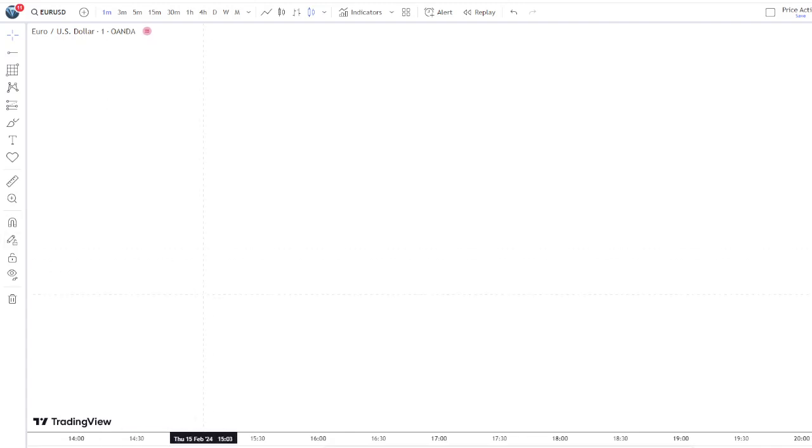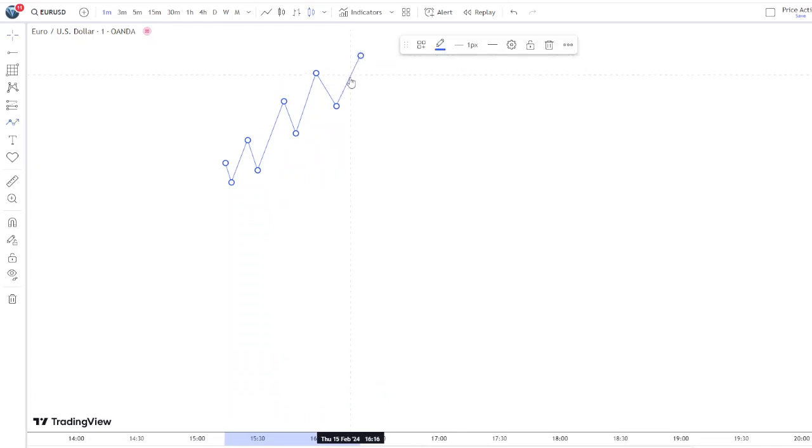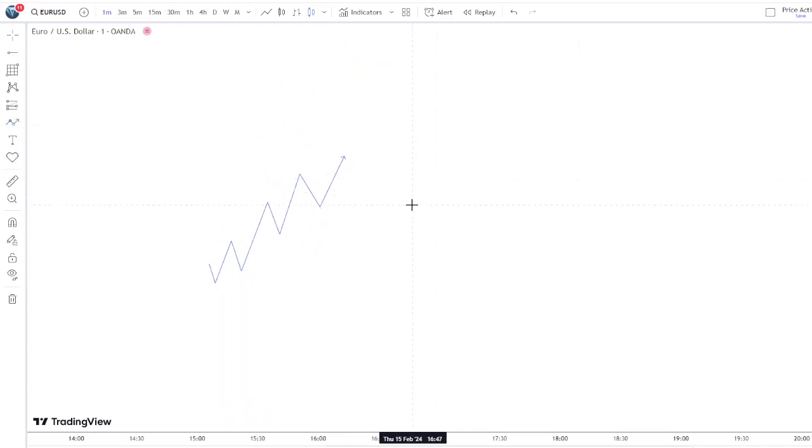Hello everyone. Today I'm going to show you how I see my structure, internal range liquidity and entries, how I trade the range cycles. So first of all, we have market structure like this. Okay, so this is what we know about market structure.